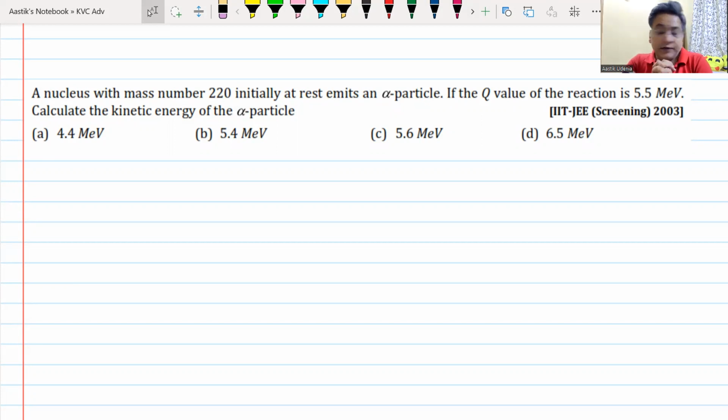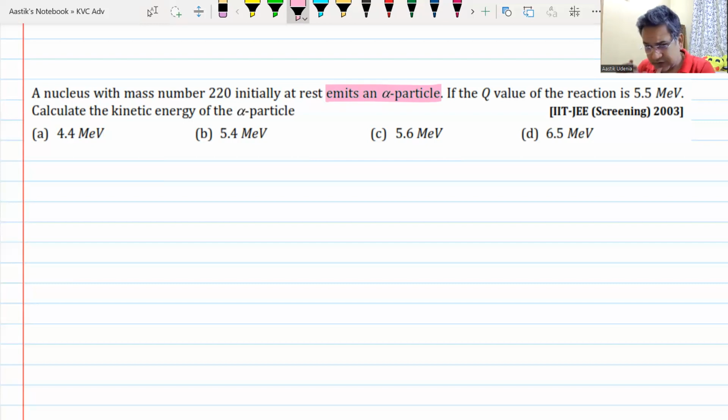Okay. Again, this is a question taken from one of the previous year IITs, and these are the questions that are going to come. So let us concentrate on these questions. A nucleus with mass number of 220 is initially at rest. It emits an alpha particle. I hope you understand what is an alpha particle. An alpha particle is a helium nucleus. The Q value for the reaction is 5.5. It is positive. The Q value is positive.